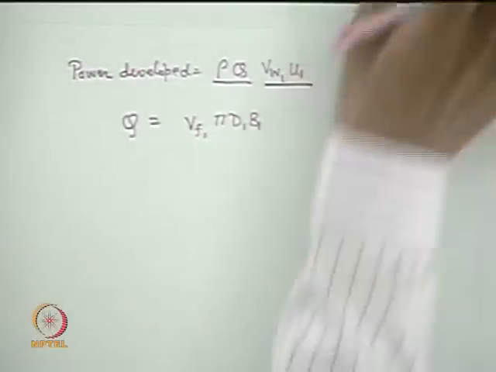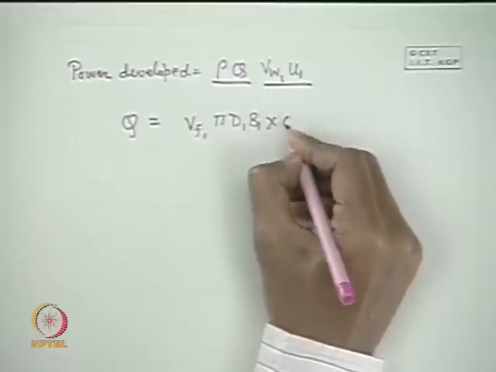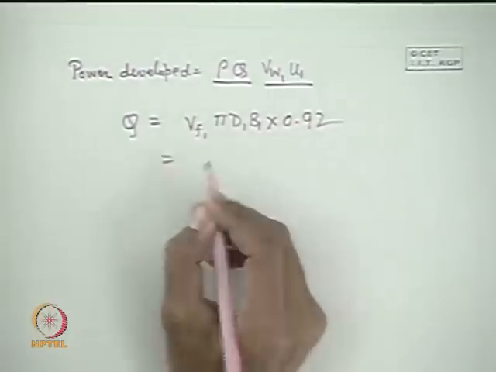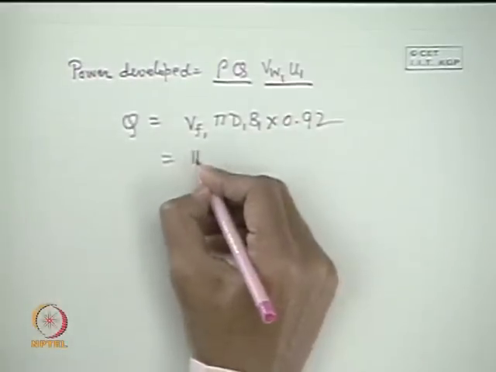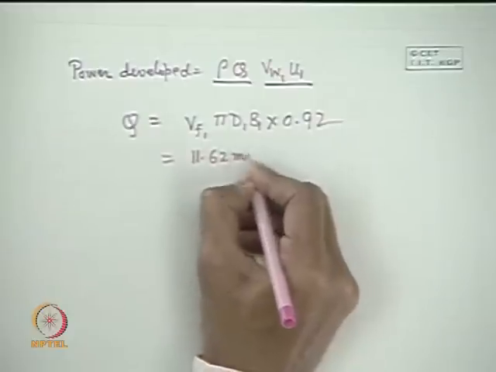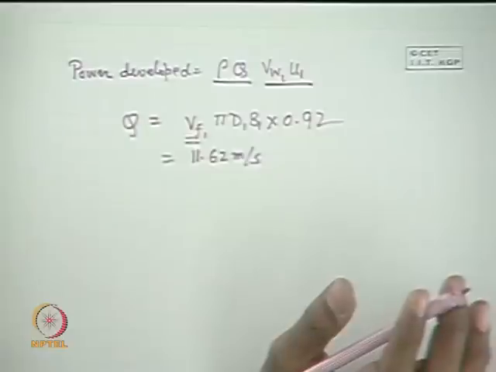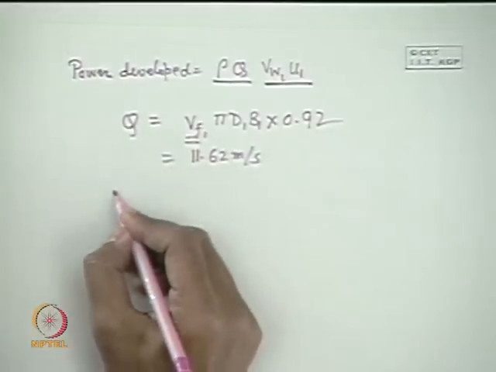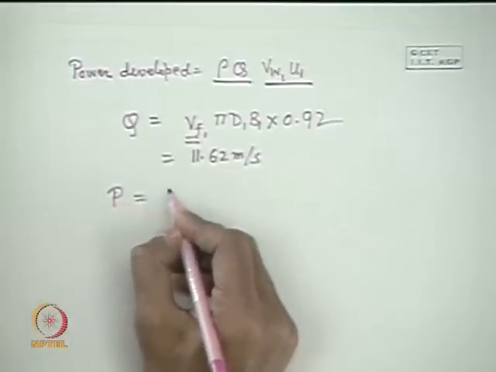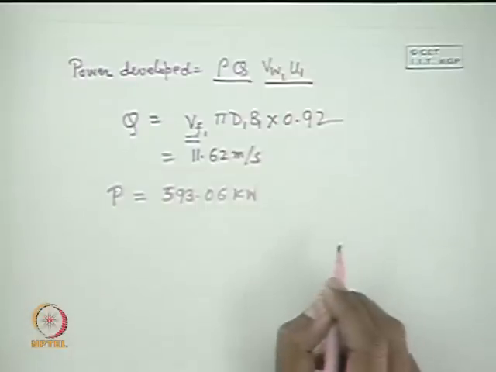But in the problem it has been given, the blades occupy 8% of the circumference. That means the effective flow area will be 0.92. So, you can find out the flow rate. Well, so flow rate value will come to 11.62 meter per second. Because all the velocities are known, VF1 also known. When V1 is known, all the flow velocities are known. So, Q is equal to 11.62 meter per second and power P becomes equal to 593.06 kilowatt. All right? It's a simple problem.